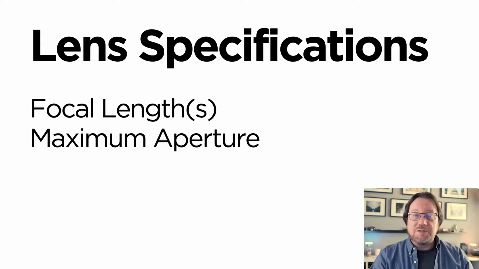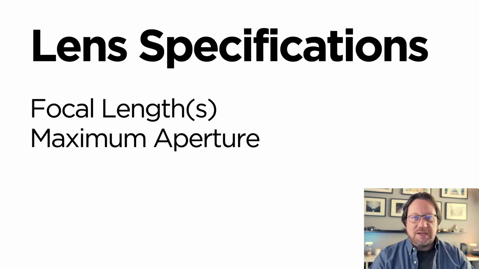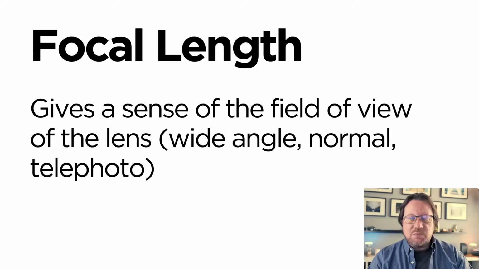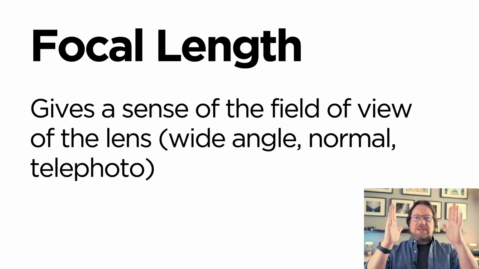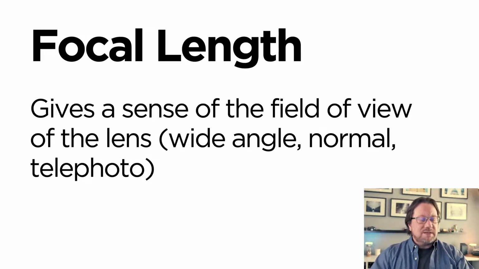Okay, sorry, got distracted by my lens. All right, so let's talk about each of these, at least the focal length part next. Focal length gives you a sense of what the lens sees. Does it see a lot? Do I see the whole room, or do I just see part of it, or somewhere in the middle? So focal length gives you a sense of that. It's not purely descriptive, but it does give you an idea of what's going on.